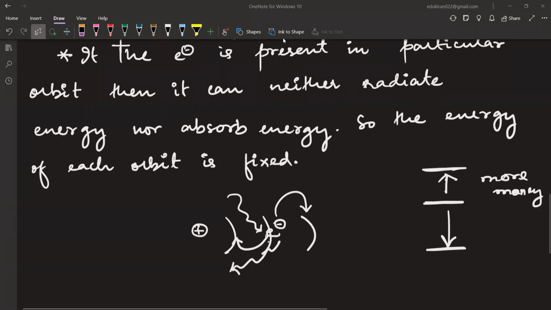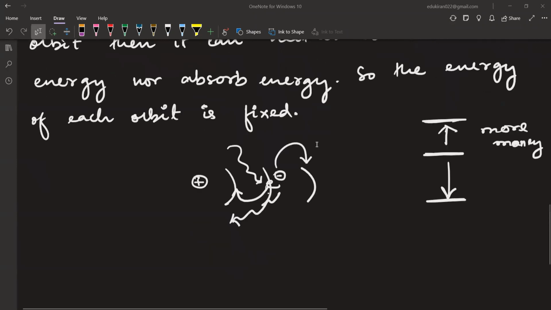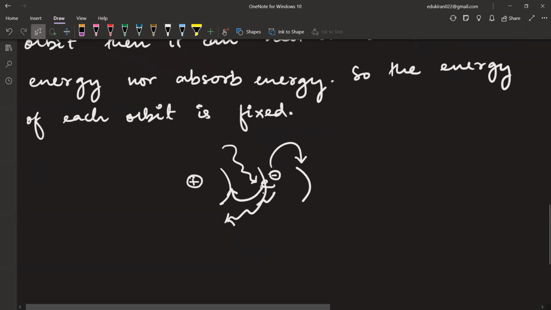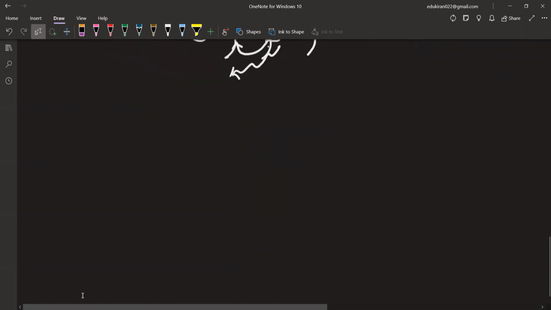Aisha, Iram? Yes. Okay. Now, right next. That is why each and every orbit will have some fixed energy. Okay? It will have some fixed energy. Right, next.